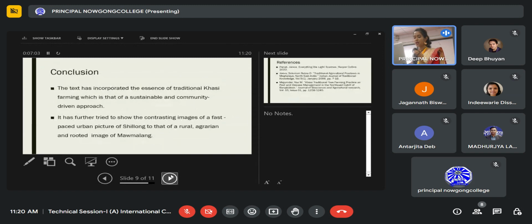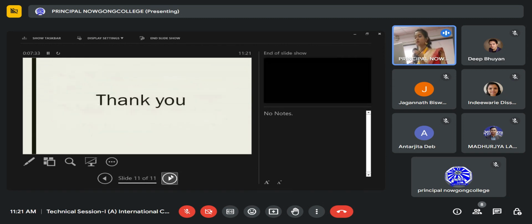We have come to the concluding part. The text has incorporated the essence of traditional Khasi farming, which is that of a sustainable and community-driven approach. Through this text and this paper, I would like to focus on the comparison that can be seen between the traditional and modern ways of looking at things, and basically how we have treated nature in our past and how we are treating it in the present times. So with this, I would like to conclude my paper. Thank you so much.